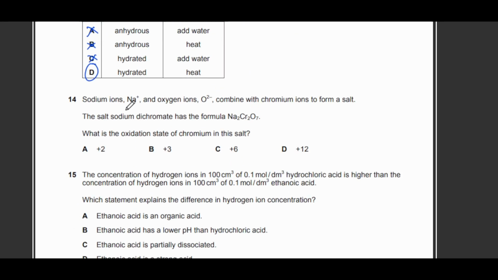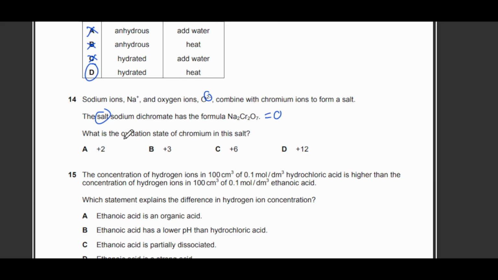14. Sodium ions and oxygen ions combine with chromium ions to form a salt. The salt sodium dichromate has a formula Na2Cr2O7. What's the oxidation state of chromium in this salt? Okay, first thing you need to know is that since it's a salt, they tell you it's a salt, the total oxidation number of this whole thing needs to equal 0.